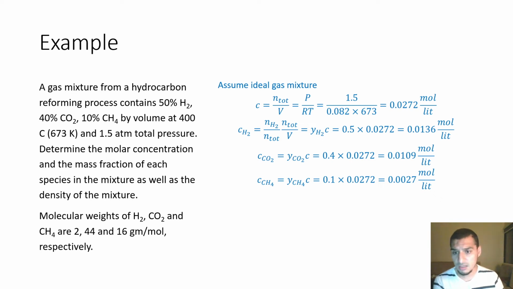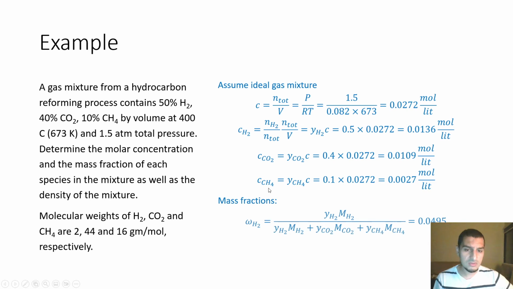The second requirement is to get the mass fraction. This is going to be the same as before. So it's going to be Y multiplied by M divided by the summation of Y multiplied by M. It's going to be 0.049 for hydrogen, the same for carbon dioxide, and the same for methane.